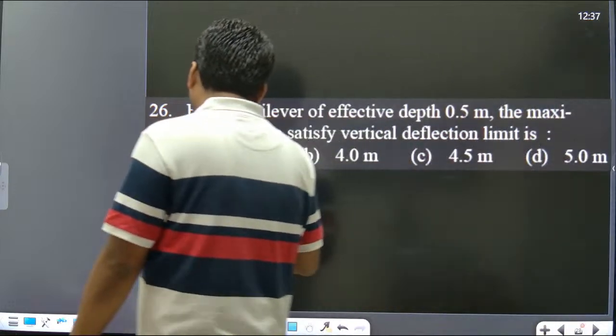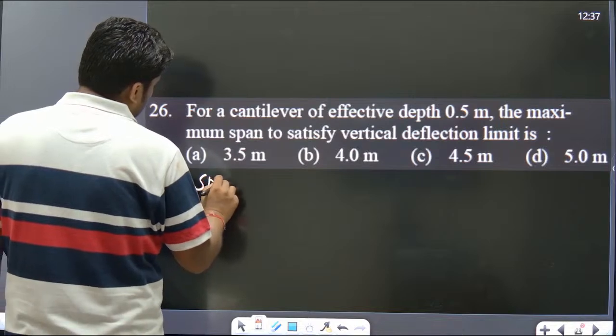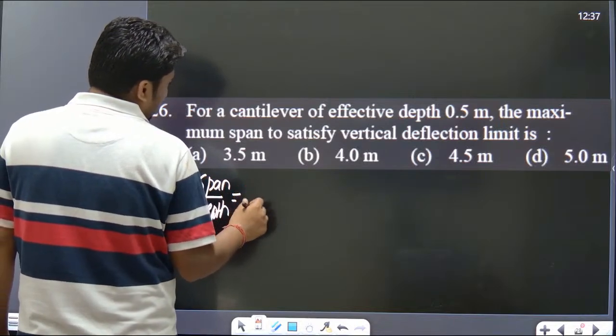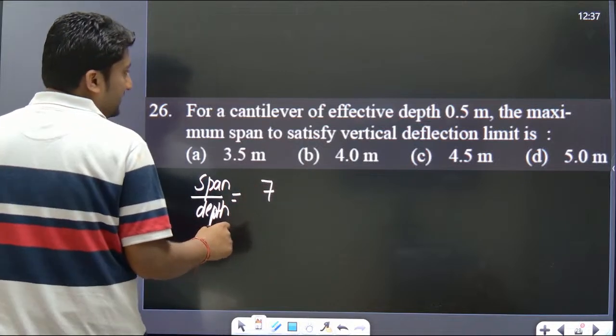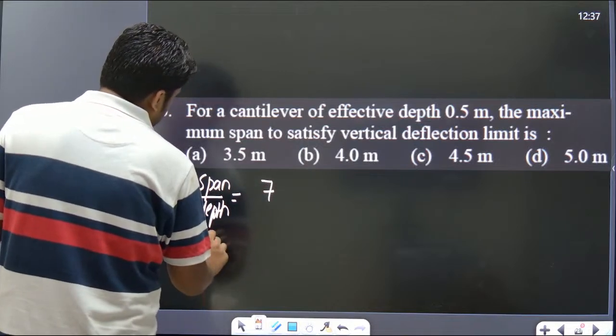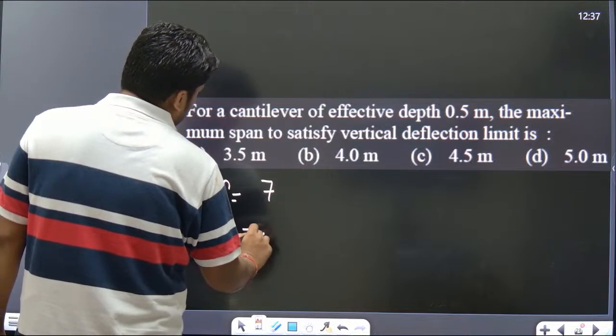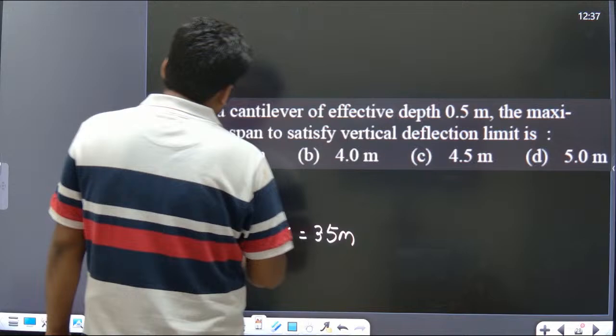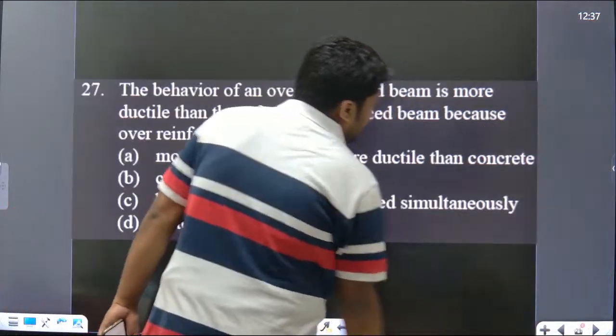For a cantilever, the span by depth ratio is nothing but 7. Depth is given as 0.5, so the span you need to take is 7 times 0.5, that is 3.5 meter. Option A is the correct answer. Moving ahead.